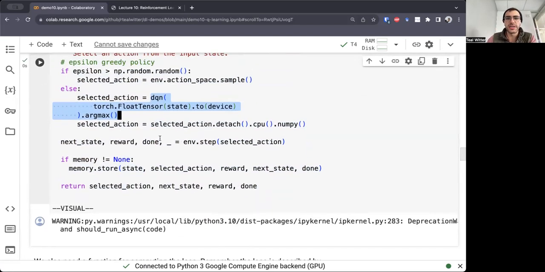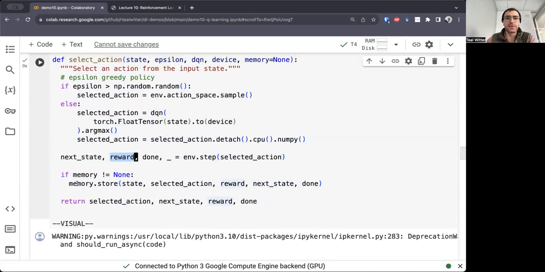After we select our actions, we'll take that step in the environment, we'll get out the next state and the reward, and then we'll store this in our memory. This is the replay buffer class that we defined above.